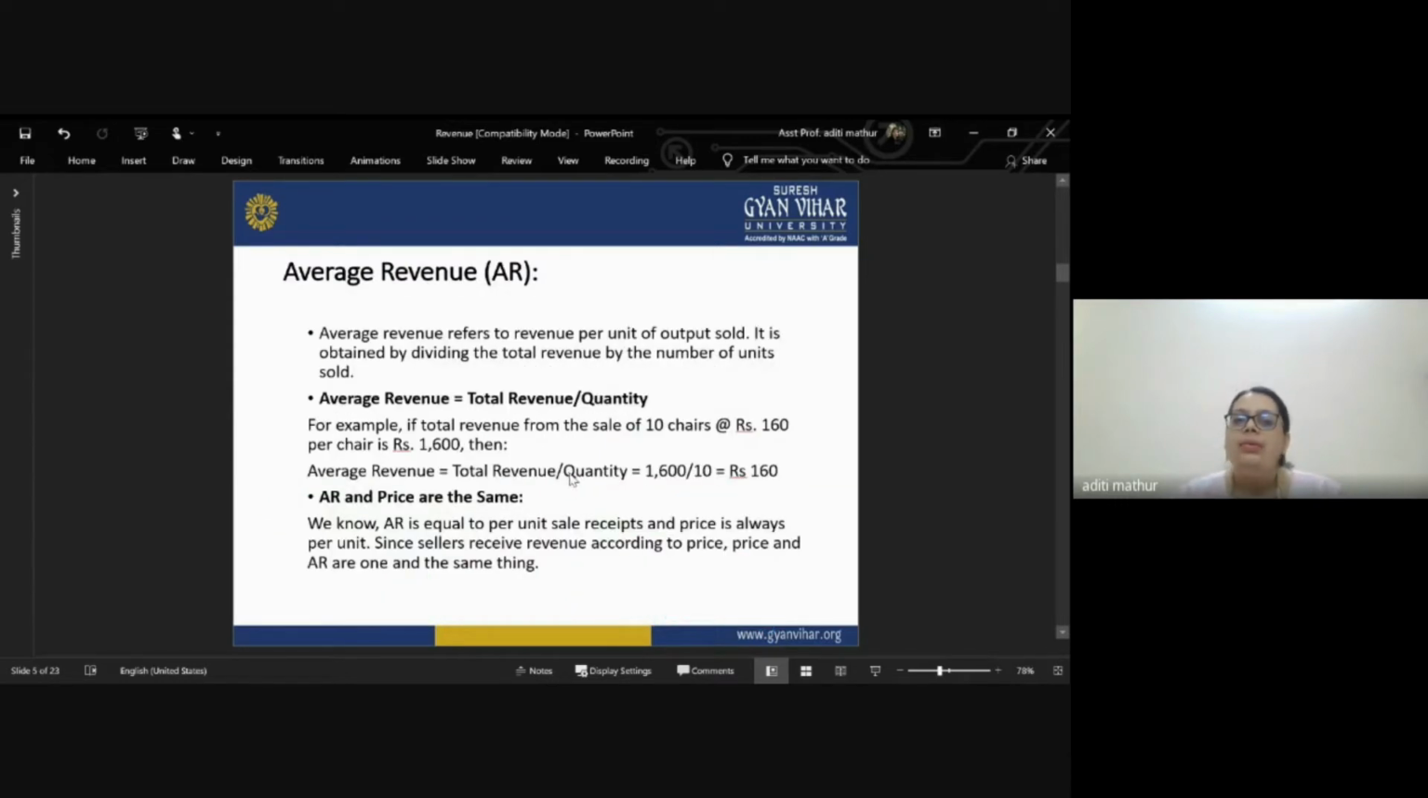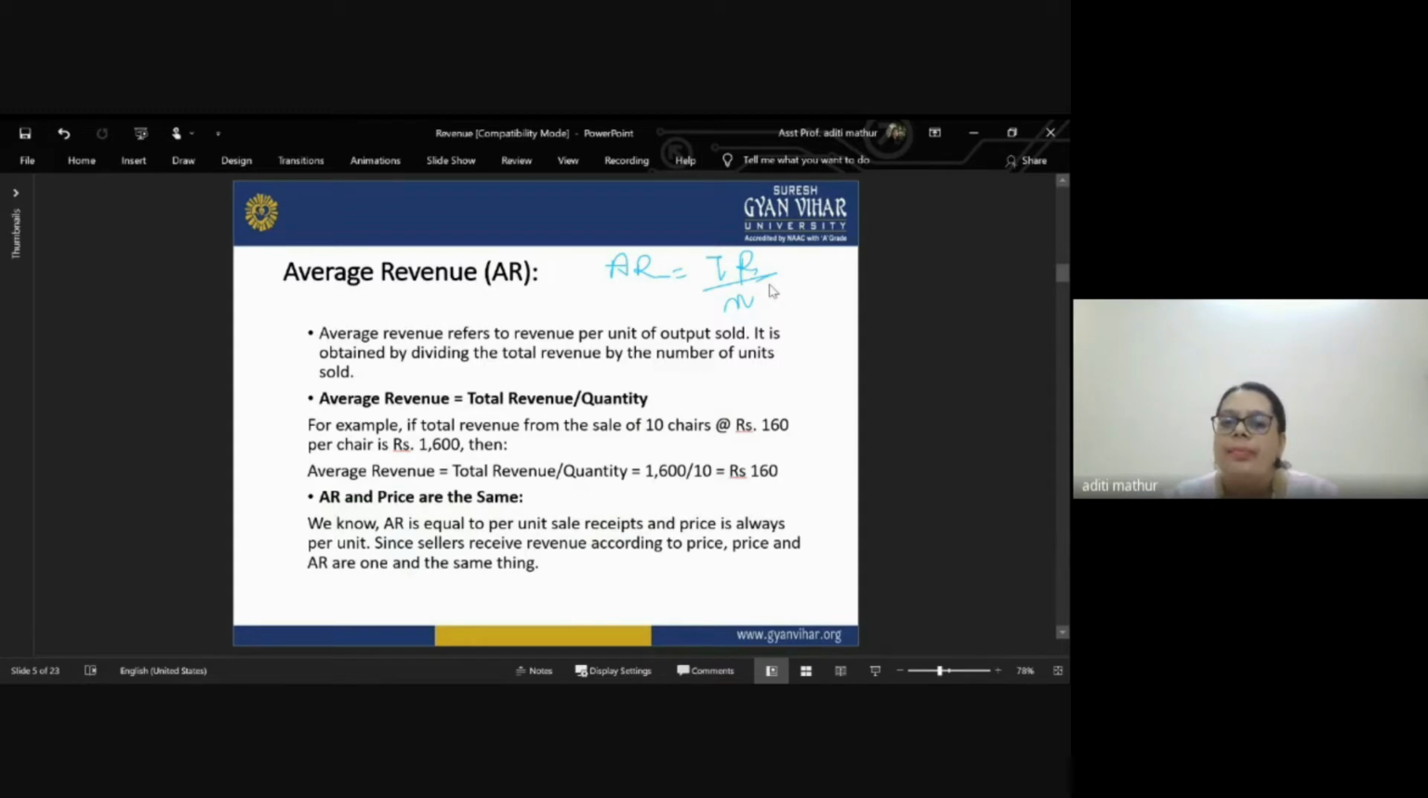So now let's understand what we mean by average revenue. Average revenue refers to the revenue per unit of output sold. It is obtained by dividing the total revenue by the number of units sold. So the formula is AR is equal to TR divided by quantity. I can write it over here, TR divided by quantity, or you can even write quantity as N. It is the same way we calculate average cost, right? Average production, in the same way total revenue divided by N will give you your average revenue.